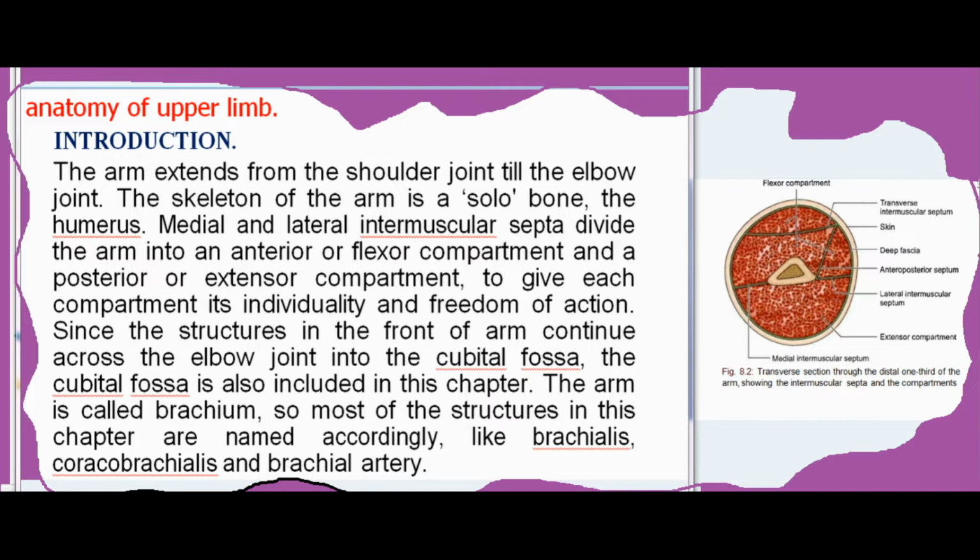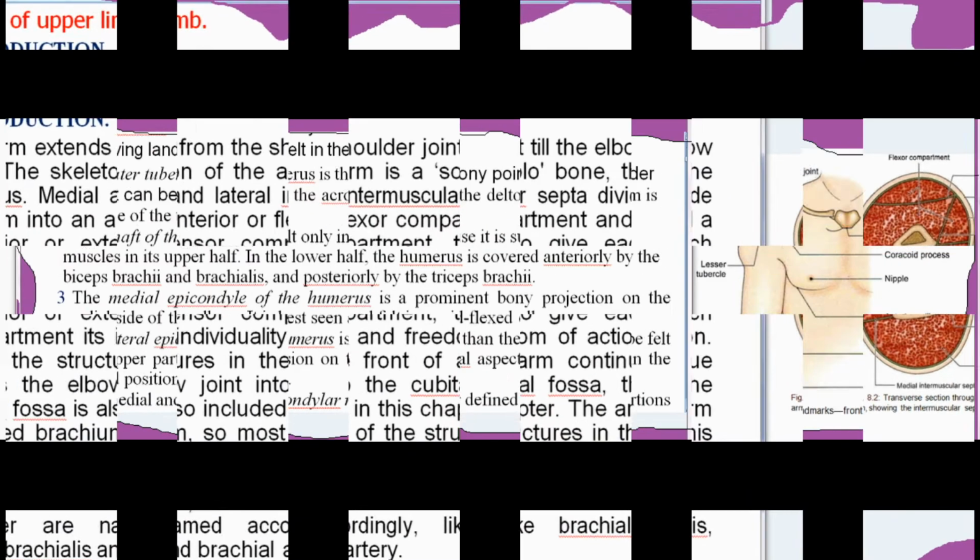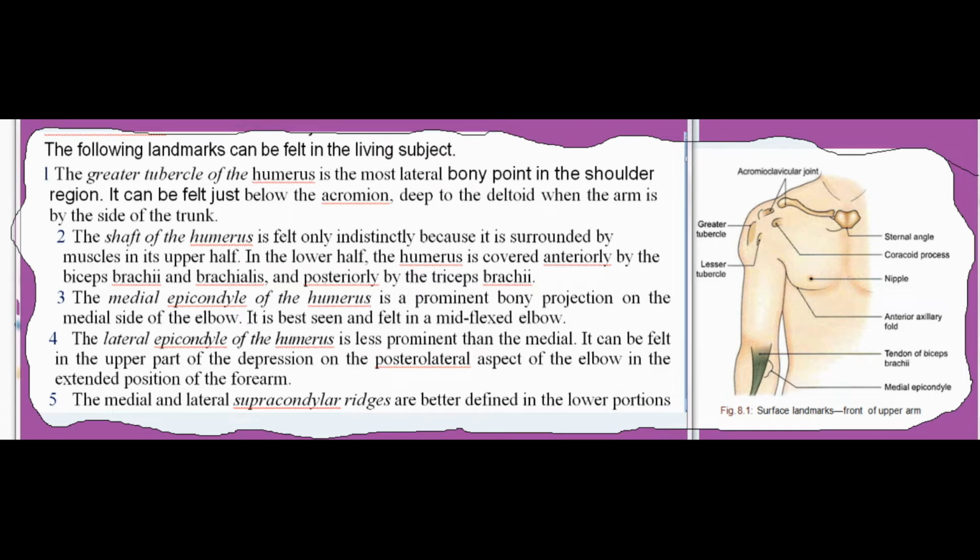Since the structures in the front of the arm continue across the elbow joint into the cubital fossa, the cubital fossa is also included in this chapter. The arm is called brachium, so most of the structures in this chapter are named accordingly, like brachialis, coracobrachialis and brachial artery. The following landmarks can be felt in the living subject.